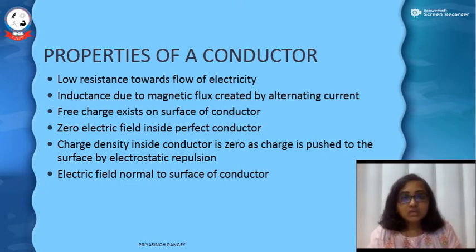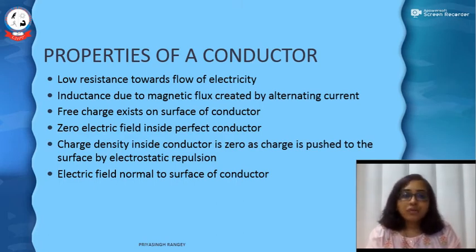Whenever an alternating current is passing through a conductor, because of the alternating current there is going to be a magnetic flux generated around the conducting material. This magnetic flux can be of two types. There can be an internal flux and there can be an external flux. Because of the difference between these two fluxes, there is going to be an induction of electric current into any other conducting material that may be present in the vicinity of the said conducting material. So a conductor also possesses the property of inductance.